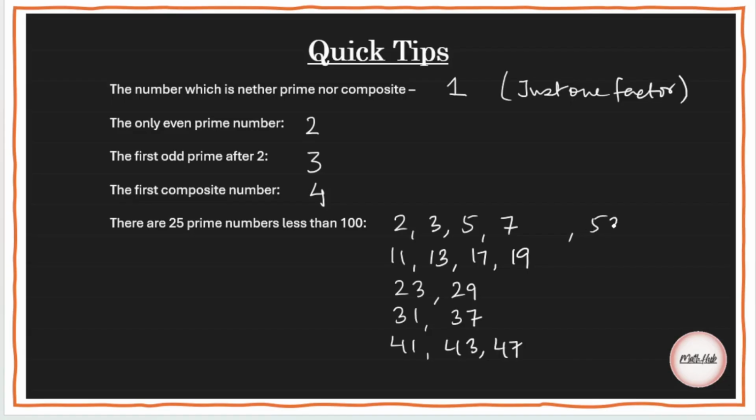In 50s we have 53, 59. In 60s line we have 61 and 67. In 70s, 71 and 73, and 79 as well, of course. And then in 80s line I have 83, 89, and finally the last prime number less than 100 is 97.